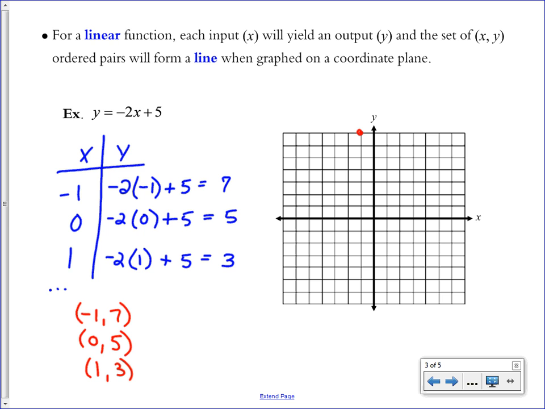Find 0, 5, put a point at it. Find 1, 3, and put a point at it. And then connect my dots. Because this table could go on forever, that line goes on forever. So don't stop at the end of your points. Put an arrow in one direction and an arrow in the other to show that that line goes on forever in both directions, even though you're only using those 3 points to show where the line appears. And that is the graph of the function y equals negative 2x plus 5.